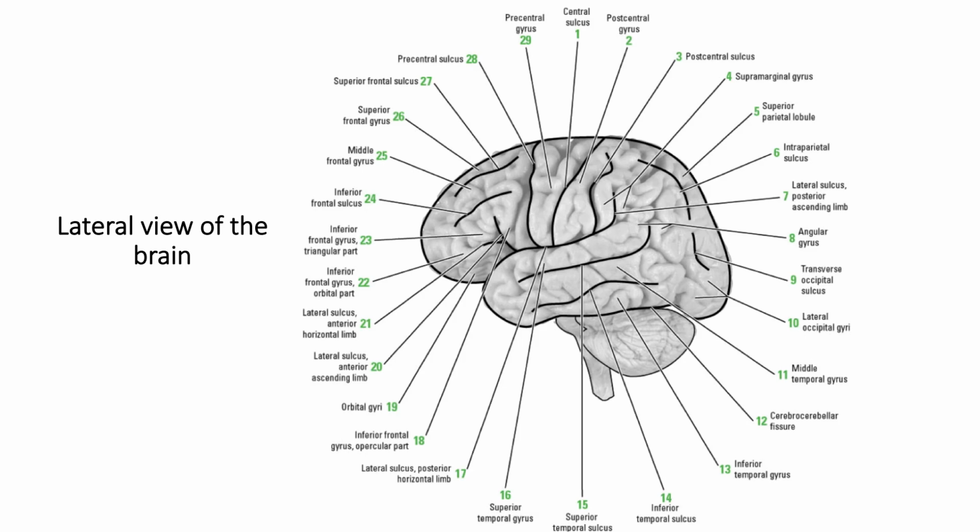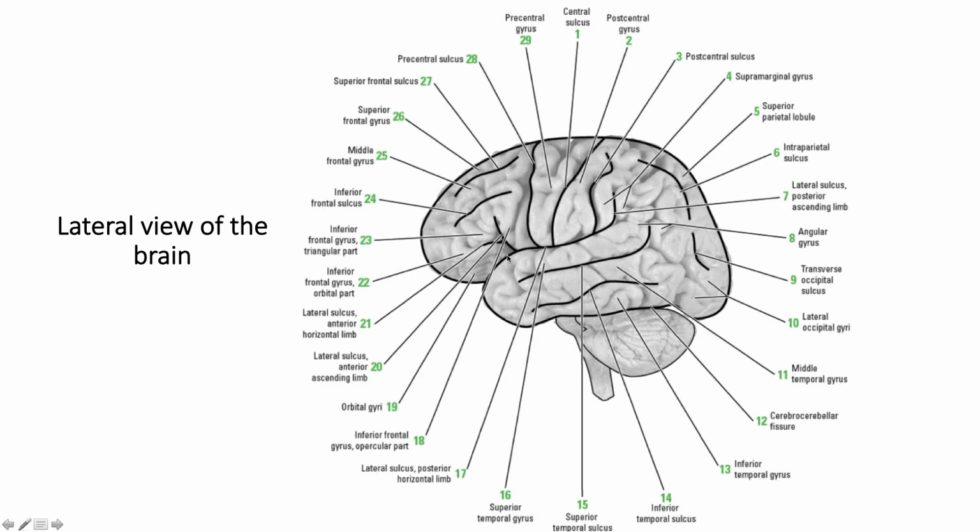Okay, so the pictures from the book were not super clear, so I found this picture and I actually like this one for study purposes. So the first thing we always look at is the central sulcus. It's right here. In front of that you have the precentral gyrus and the precentral sulcus. Behind that you have the postcentral gyrus and the postcentral sulcus.